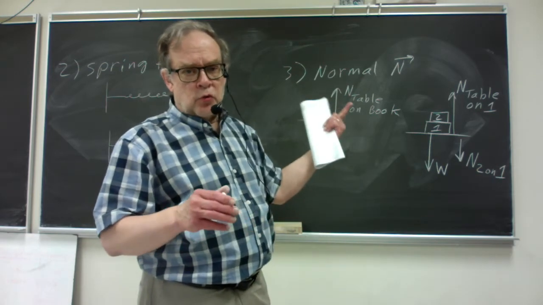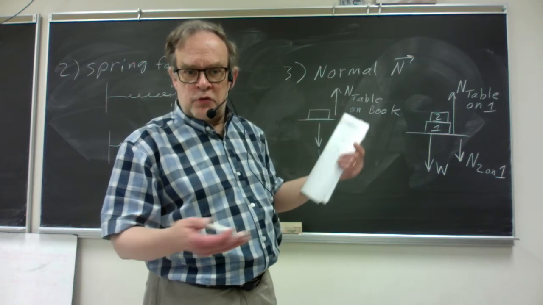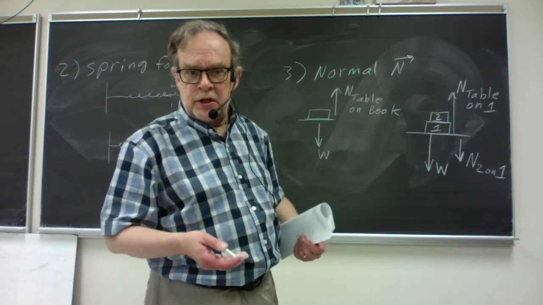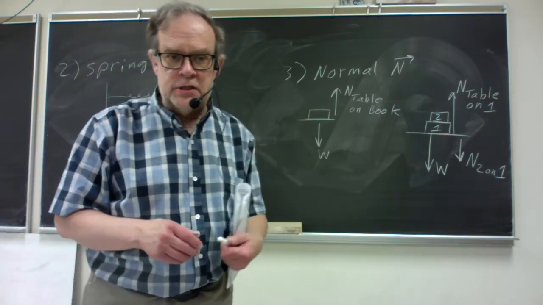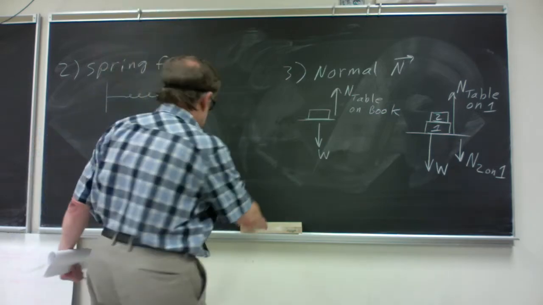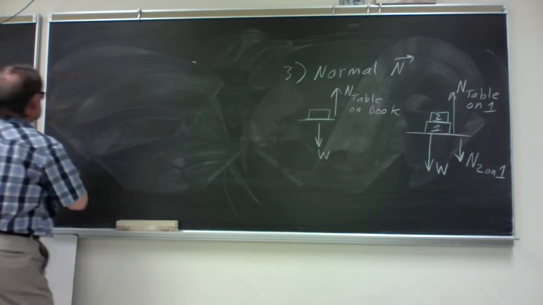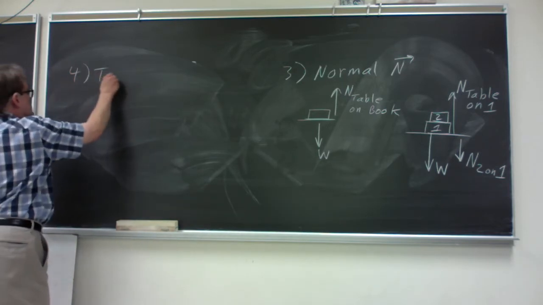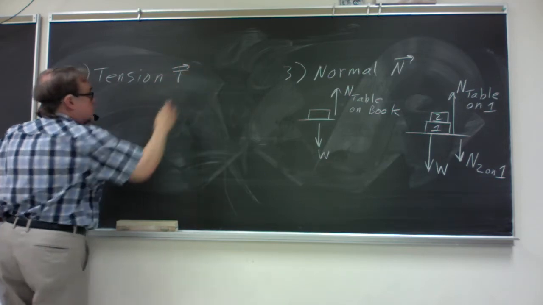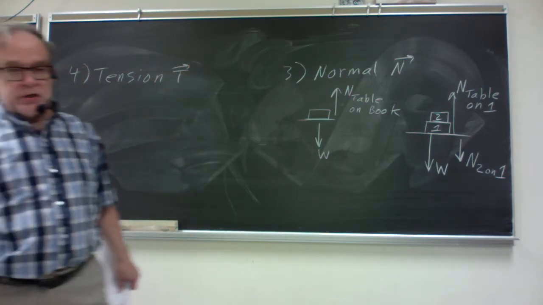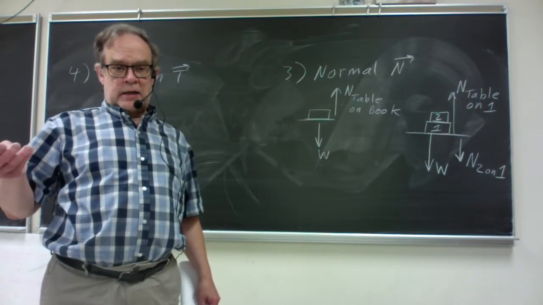But anyway, normal force basically is caused by the elasticity of the surfaces that are doing the pushing and getting pushed on. One more kind of elastic force is a tension force. T is the algebraic variable for the tension force, and the tension force comes from ropes and chains or rubber bands or things like that.